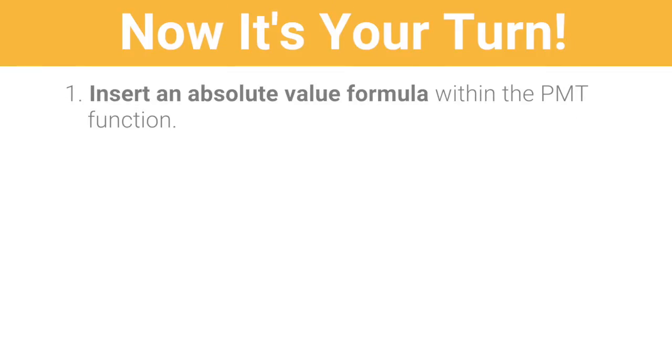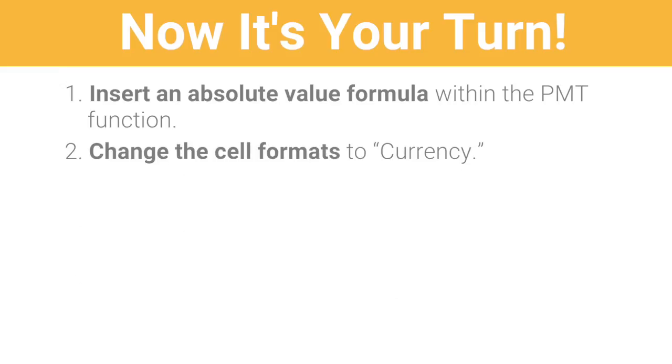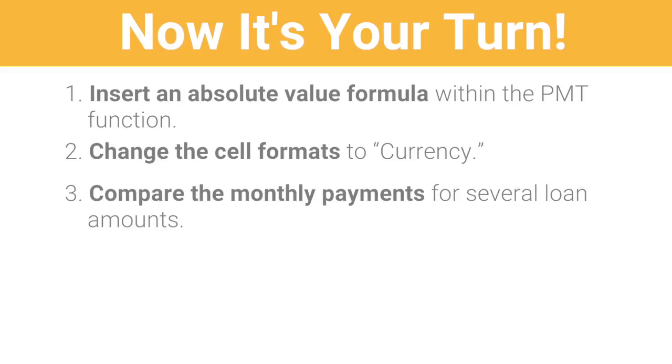Insert an absolute value formula within the PMT function to return all positive values. Change the cell format in the loan amount and monthly payments column to currency. Compare the monthly payments for several loan amounts. Consider which monthly payment you could reasonably afford. Then, move on to the next video to calculate how much interest you would pay with each loan amount.